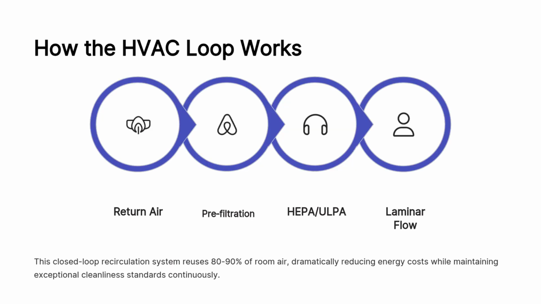The HVAC loop operates with a closed-loop recirculation system, reusing 80 to 90% of room air. This approach significantly cuts energy costs while ensuring high cleanliness standards. Key components include laminar flow, HEPA/OPA filters, pre-filtration, and return air mechanisms.